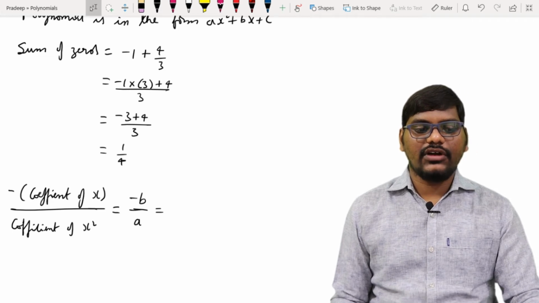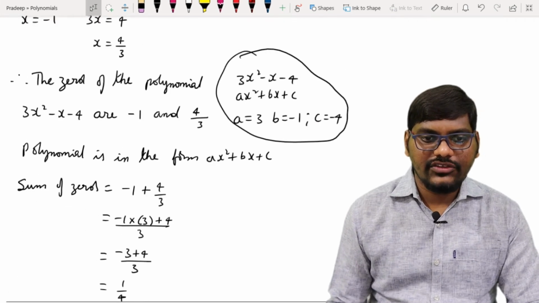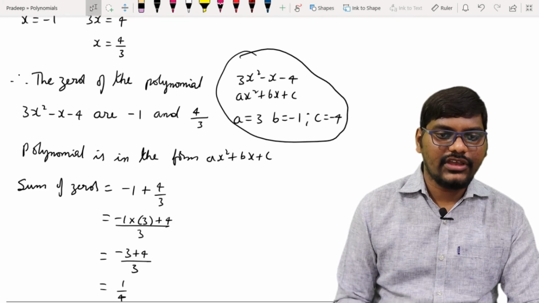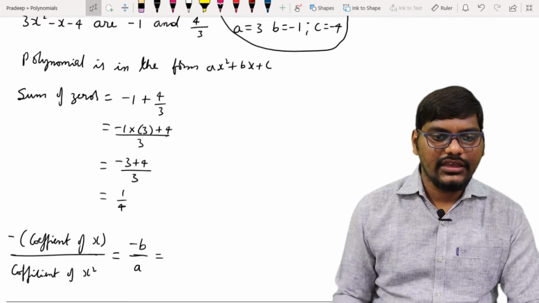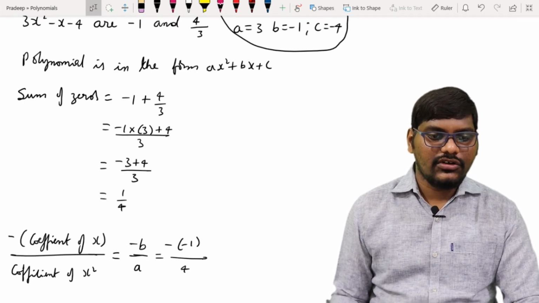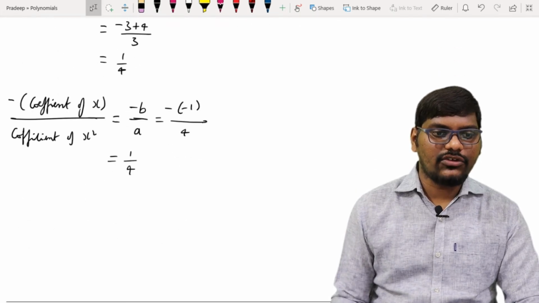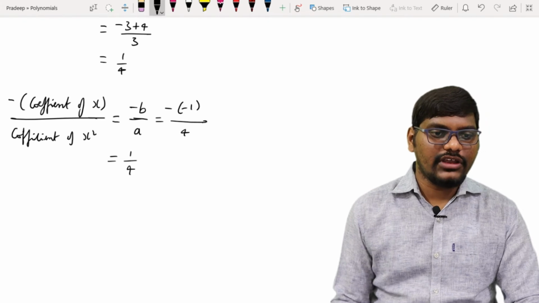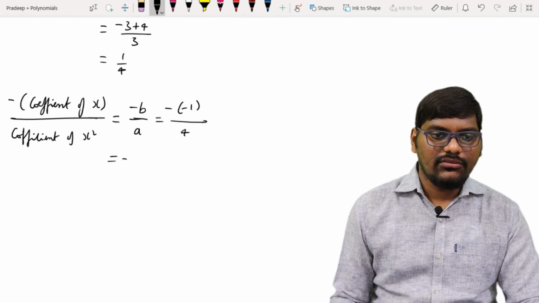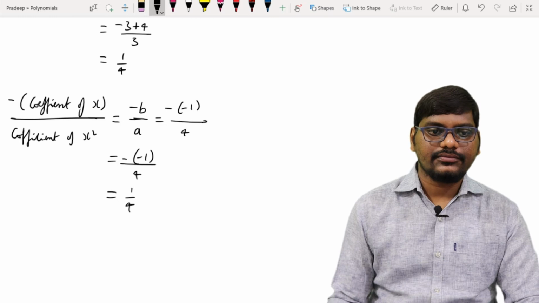So that is nothing but what is the quotient? Now minus b we have just wrote it here, b is minus 1, coefficient of x, and coefficient of x square is 3. So we'll write the same here. Okay, minus of minus 1 and this is 3. Minus of minus 1 in the sense that we'll be getting as 1 by 3. So here we got 1 by 3, here also we got it as 1 by 3. This also will write over here, minus of minus 1 by 3, and this is 1 by 3.